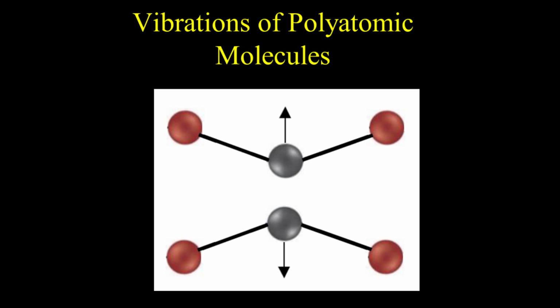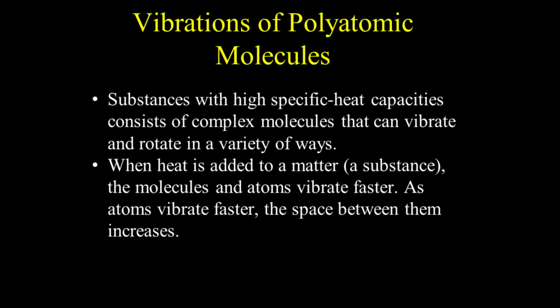Again, complex molecules can move linearly, rotate, and vibrate all simultaneously, including bending vibrations and vibrational modes where the angle between atoms changes. Here are illustrations of bending vibrations of carbon dioxide, for example. Substances with high specific heat capacities consist of complex molecules that can vibrate and rotate in a variety of ways.